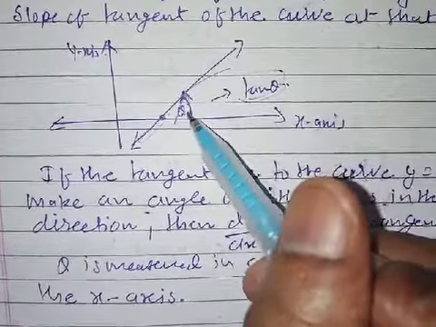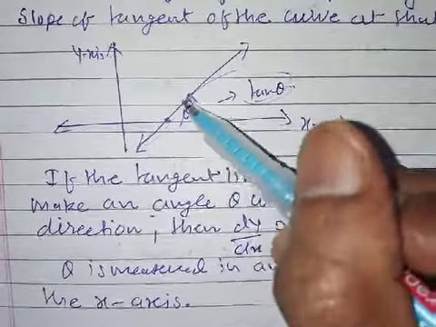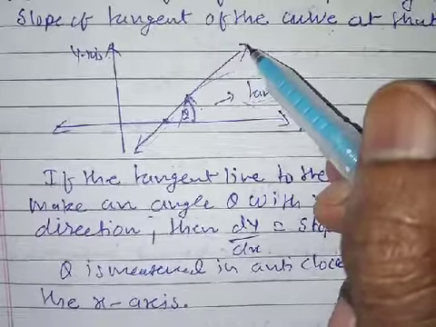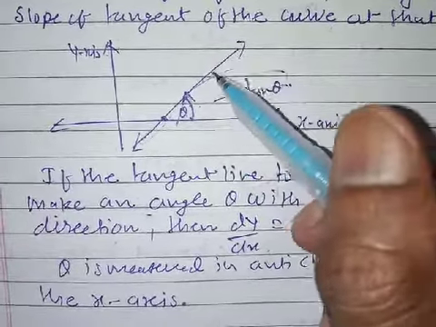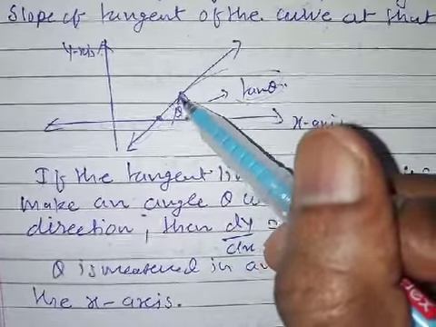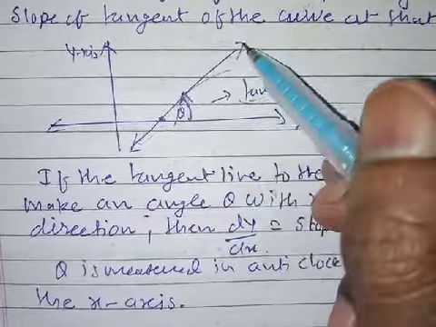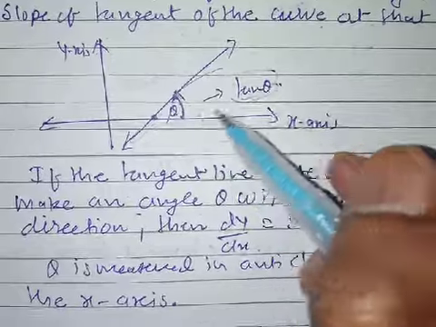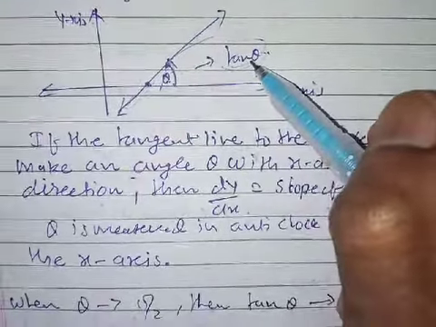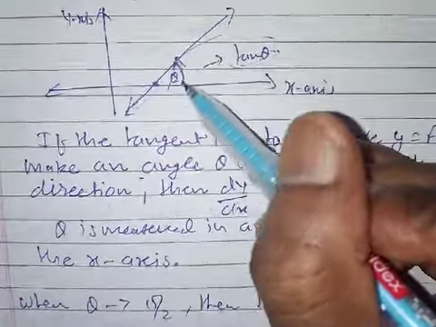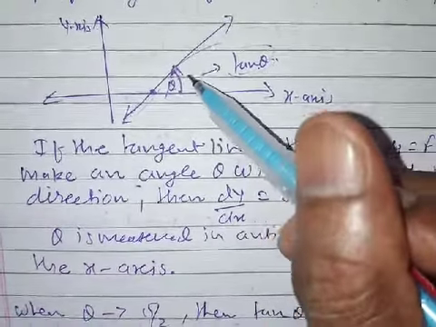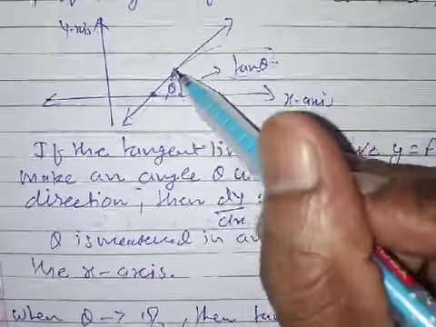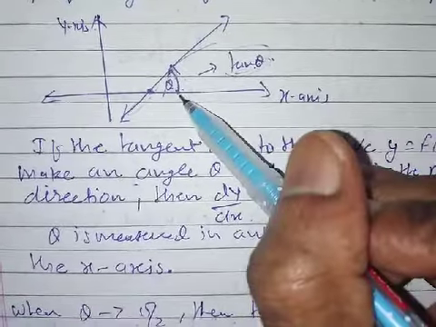Suppose it makes 30 degrees here. The curve is given and the tangent is given. This tangent makes an angle of 30 degrees with the x-axis. So tan 30 is what? 1 by root 3. So directly we can get it. If the equation is not given, it may sometimes happen that theta is given. So we have to find tan theta, and that will be the value of the slope.